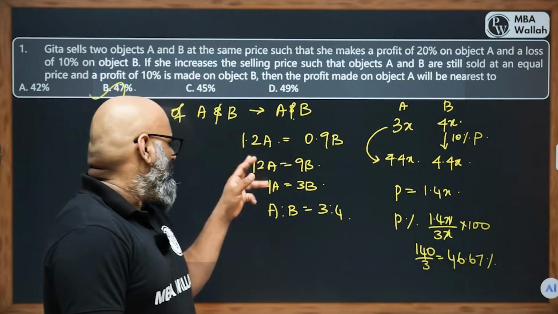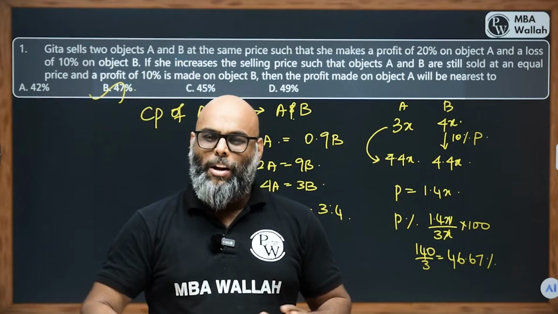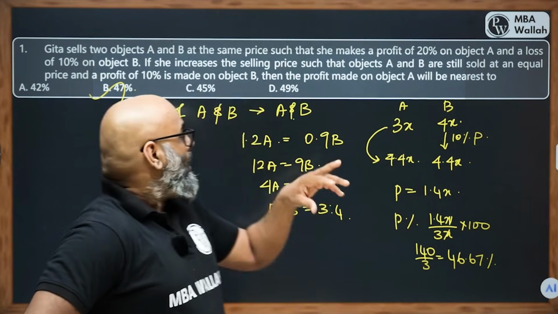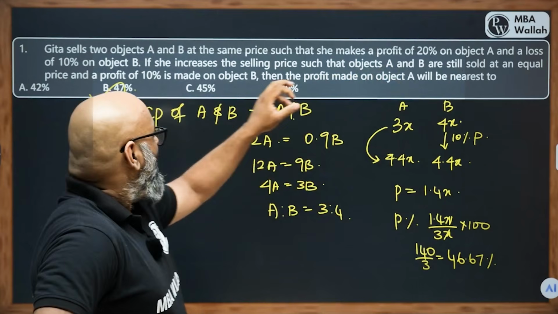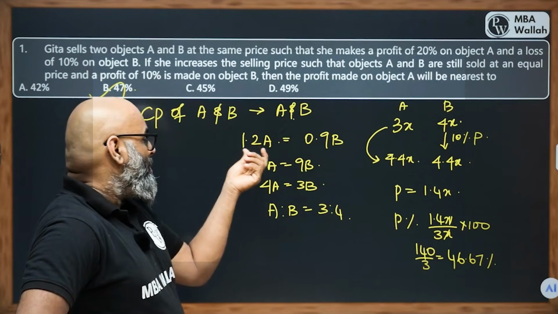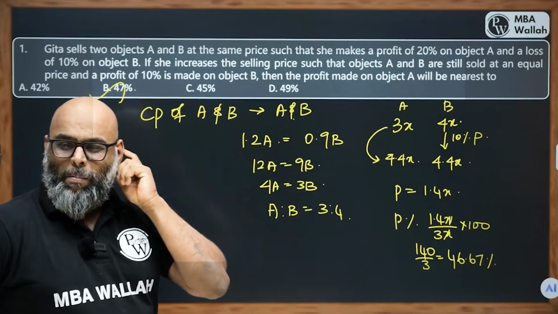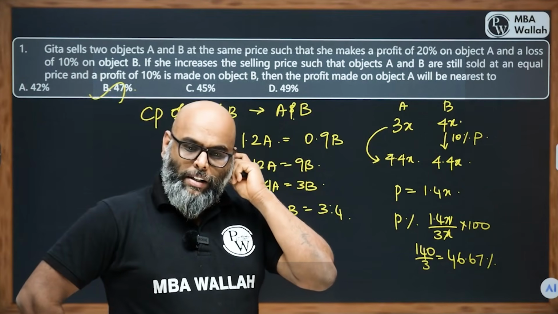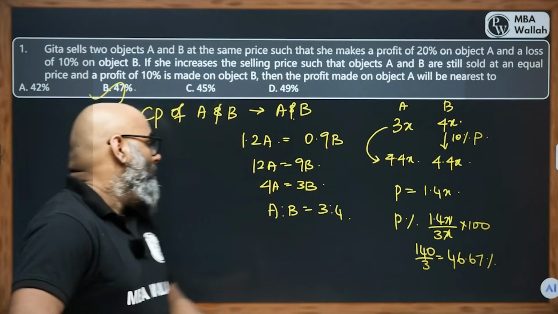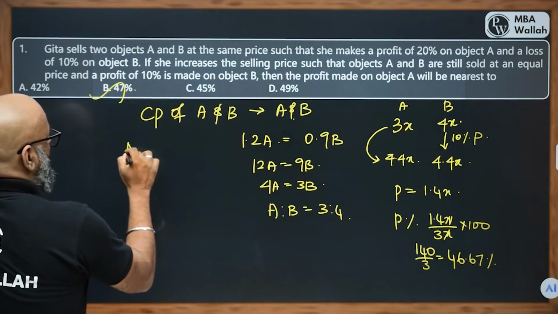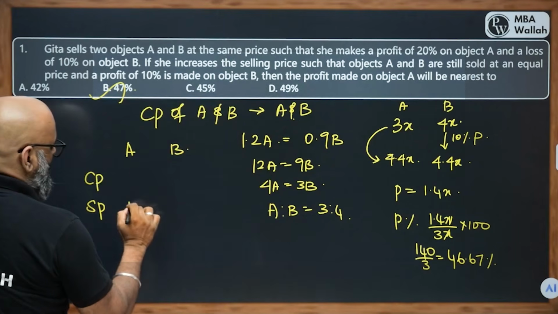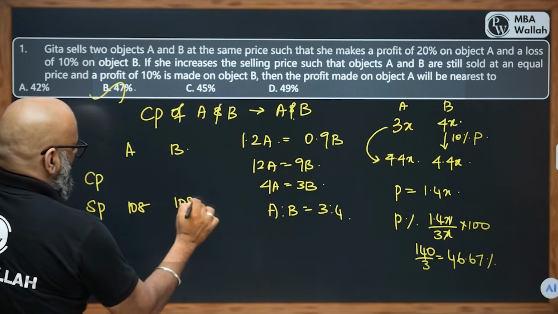Now you can do this with variables or plug in values. You can take the selling prices. You are looking at a number that is 20% more and then 10% less. So it should be divisible by 1.2 and 0.9. A multiple of 12 and 9, you can take something like 108. Selling price is 108 and 108. You can see here A, B. Cost price we don't know. Selling price 108 and 108.